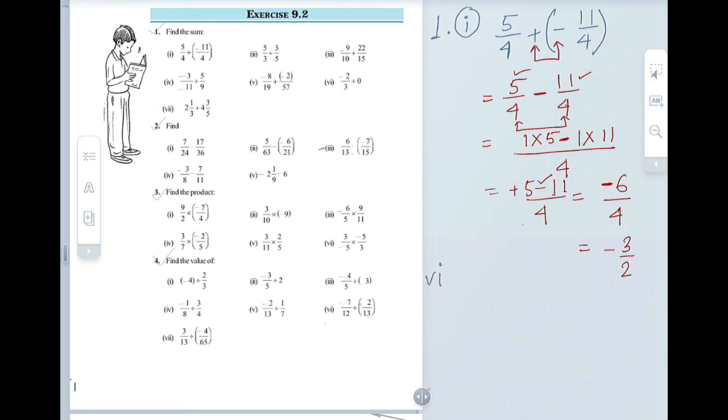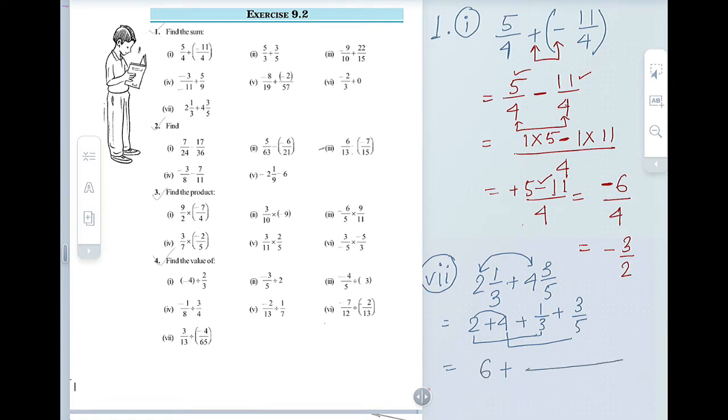3 sums and the first sum. So let us do the last sum, 2 whole 1 by 3 plus 4 whole 3 by 5. It will be better if you separate the whole numbers, 2 plus 4. With 2 we have 1 by 3, with 4 we have 3 by 5. Now these two whole numbers will be added and these two fractions will be added.